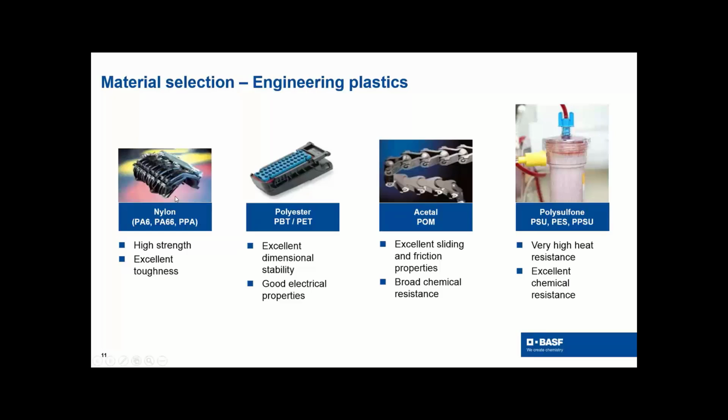So basically, knowing the strengths of some of these plastics is key in your selection. So in nylon, it has high strength, some high stiffness, but its real key is excellent toughness. It's hard to break. So if you're going to have an application like that, pick a nylon. Polyester, excellent dimensional stability. Acetal, good frictional properties, good wear properties for gears and chains and things like that. Lastly, a polysulfone would be a high temperature material where you're going to see those super high temperatures and you need good chemical resistance.